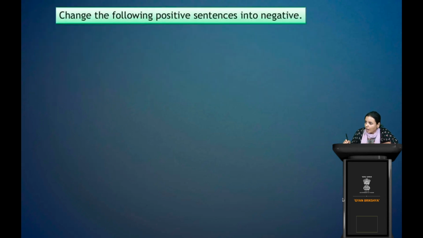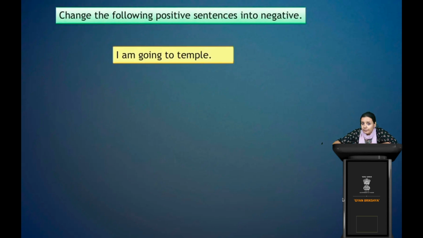Okay. Now change the following positive sentences into negative. They are coming. What would be the negative form? They are not coming, right? This is so easy. We just have to include not in the sentence. I am going to temple. What would be the negative form, students? I am not going to temple. Very good. See, I am not going to temple.